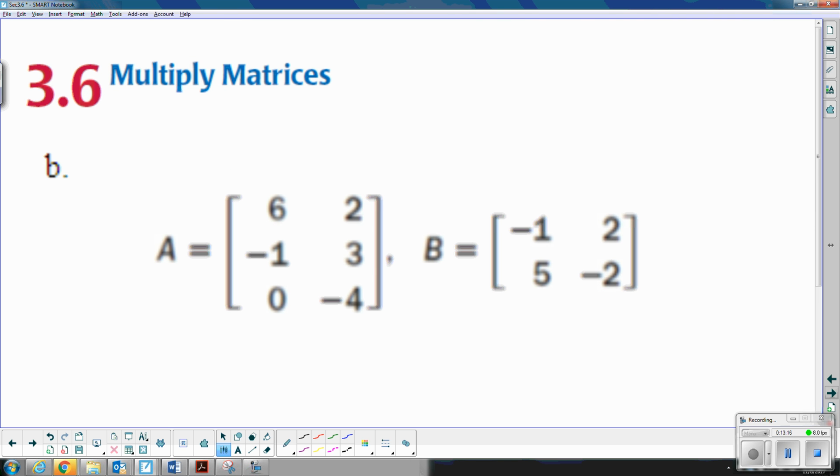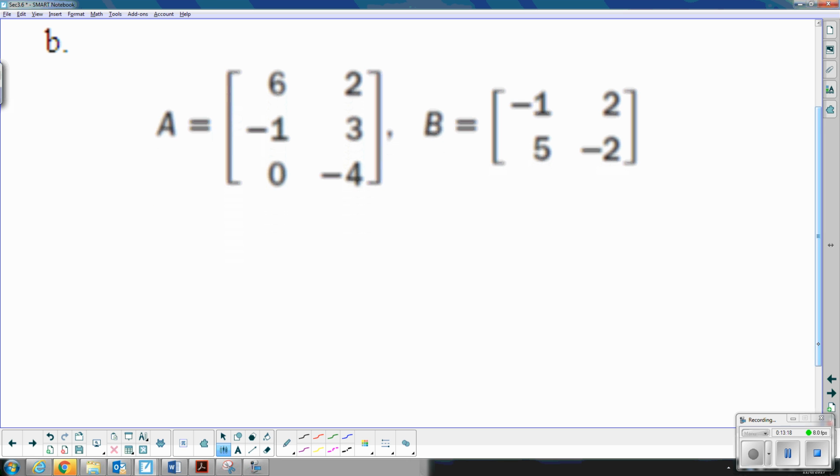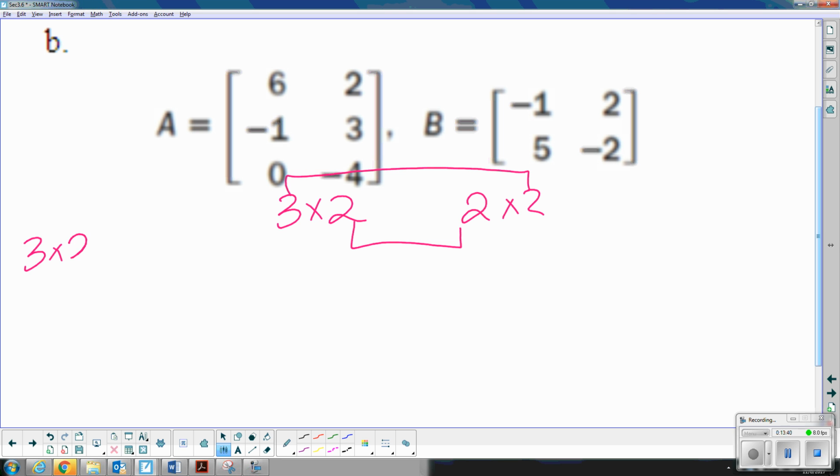Okay, the next one is very similar, but it's not a perfect square. There's not 2 perfect square matrices, but we can still do it. A is a 3 by 2, and B is a 2 by 2. So the columns of the first and the rows of the second are the same. So the new dimensions, we're going to get a 3 by 2 matrix. So A times B is defined as a 3 by 2 matrix.